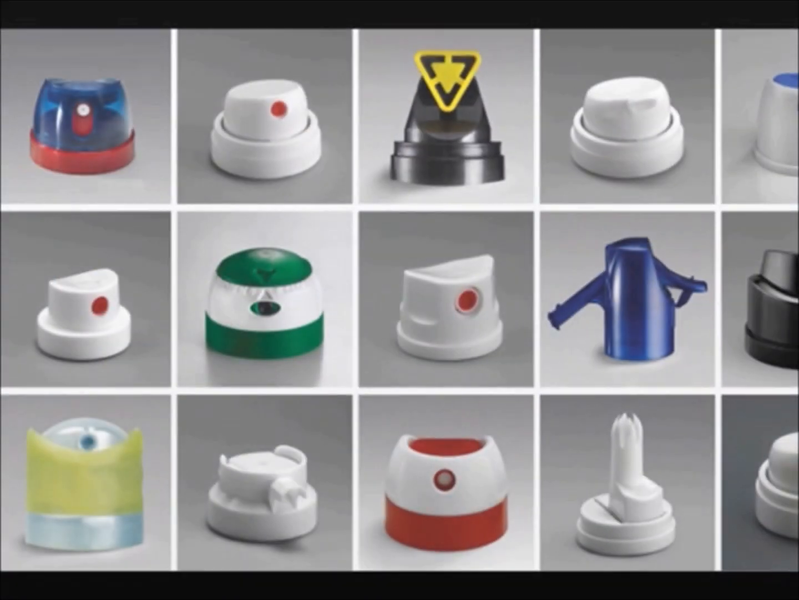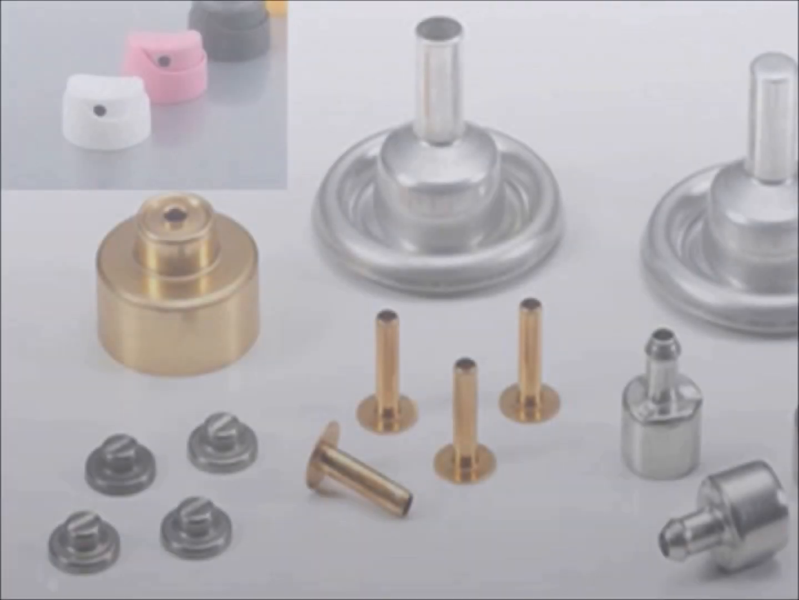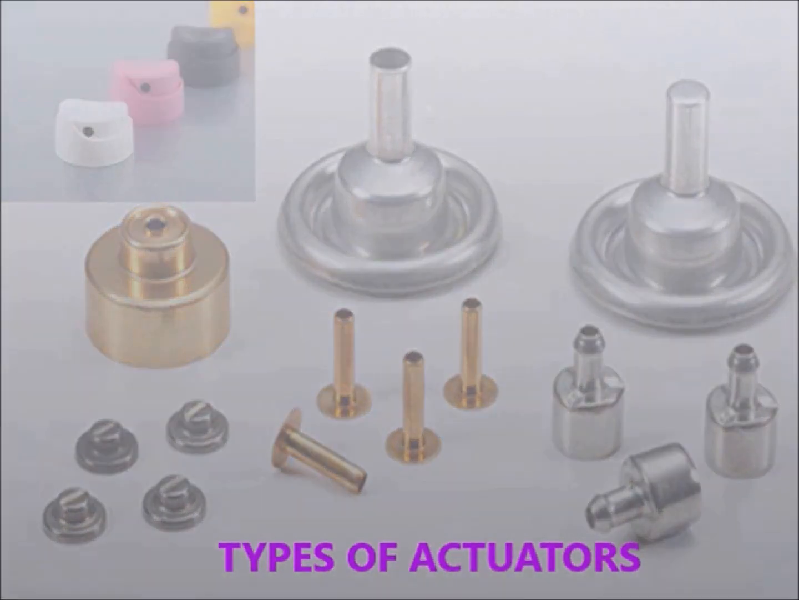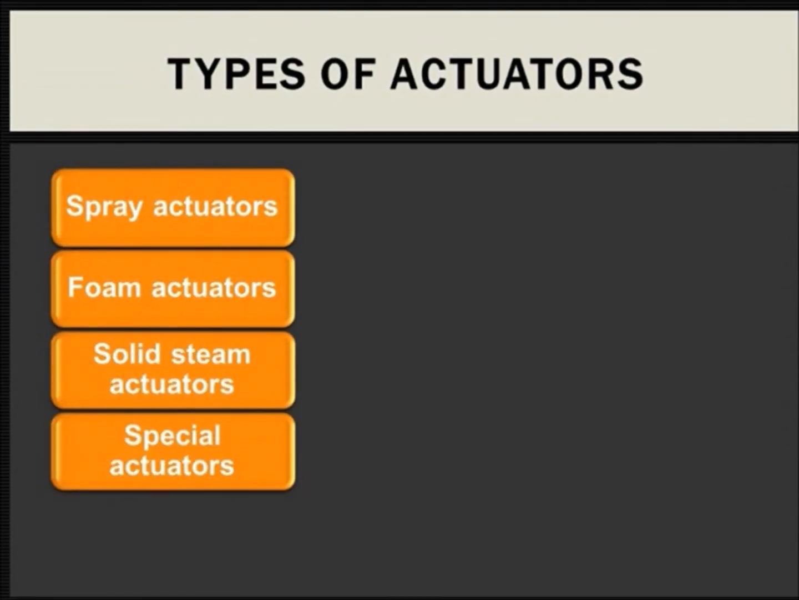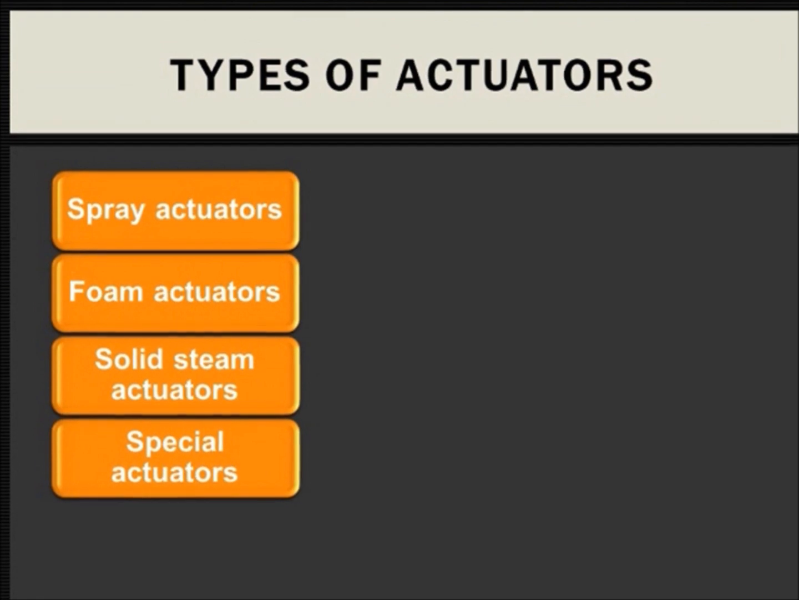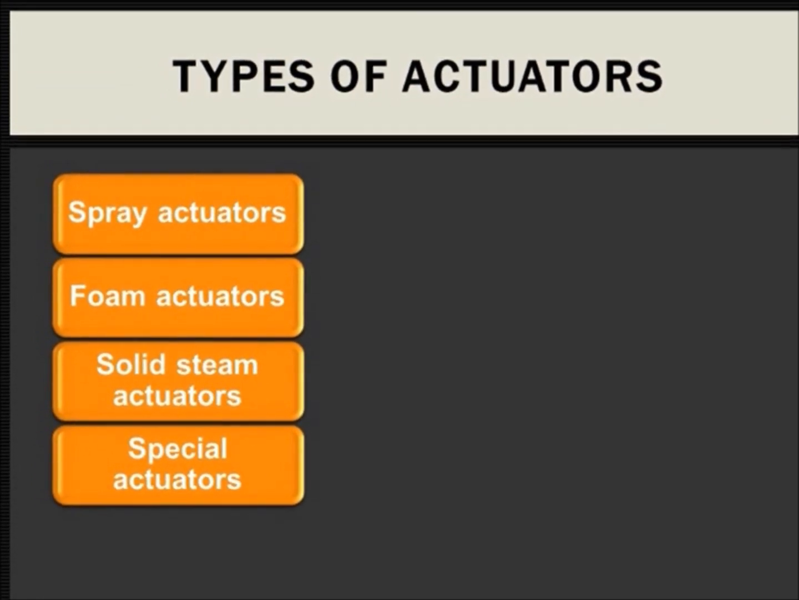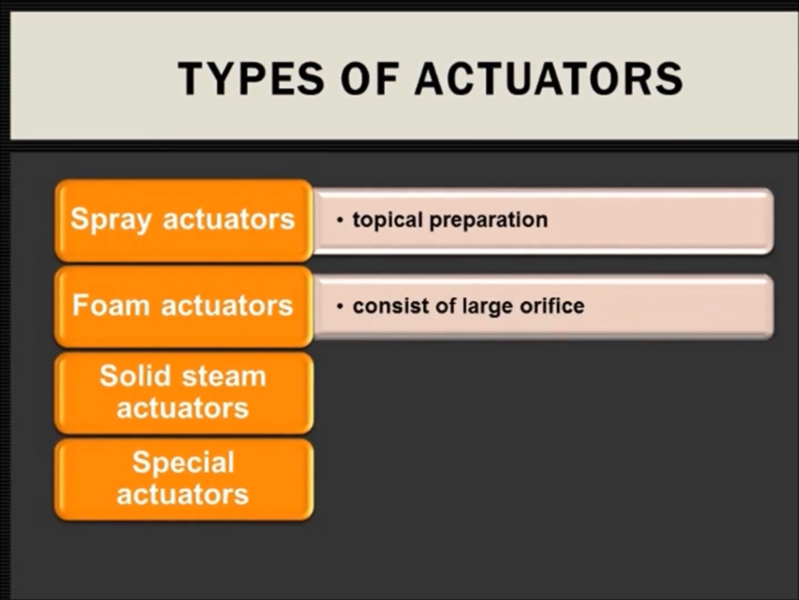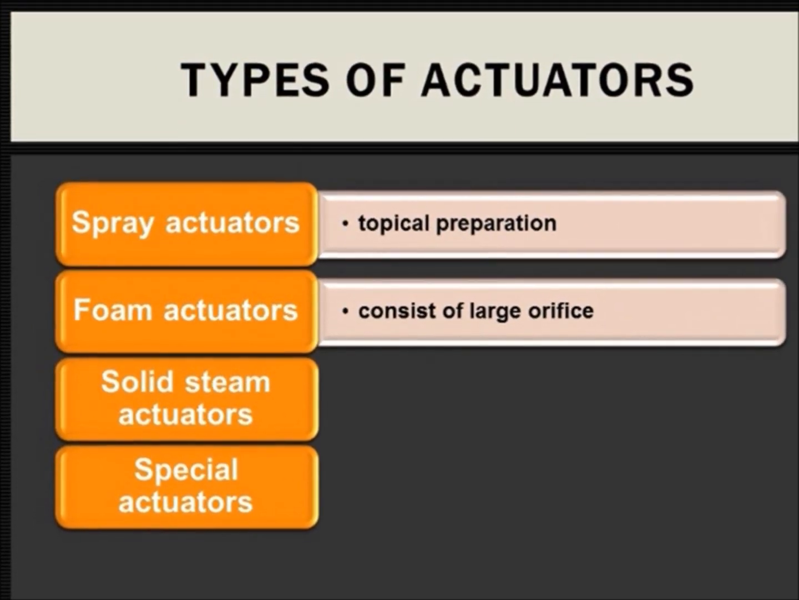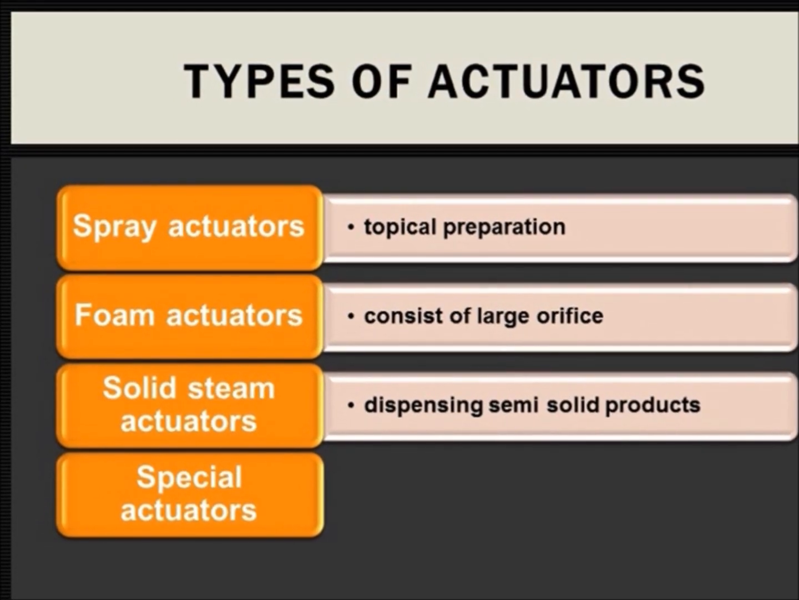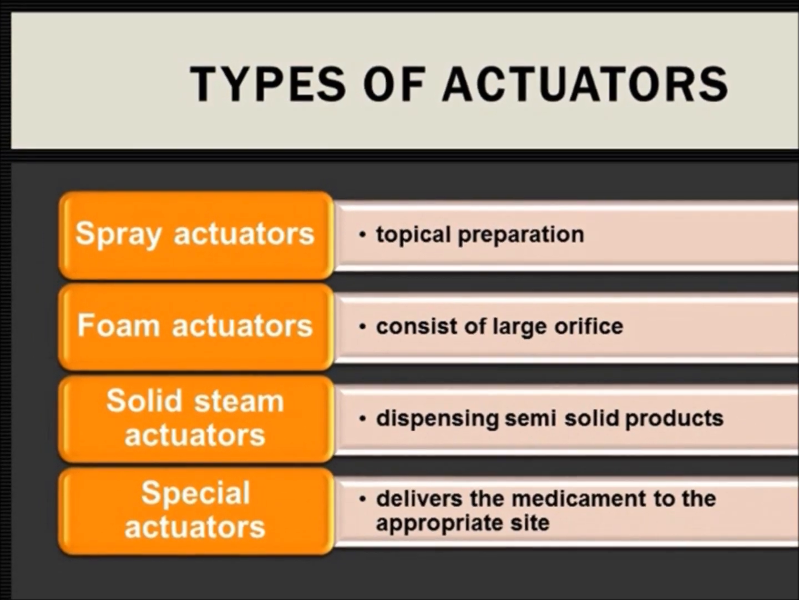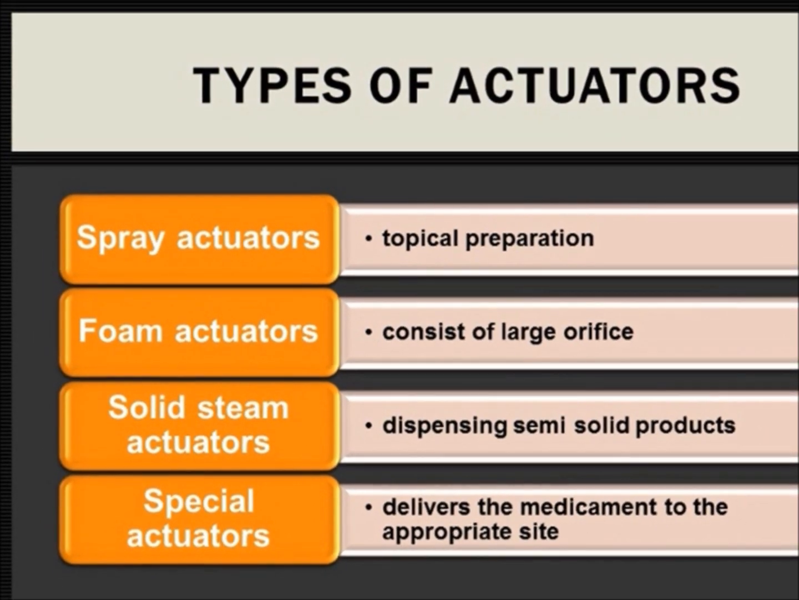Now let us discuss actuators. Actuators are specially designed buttons that aid in delivering the drug in the desired form, that is spray, foam and solid stream form. The various types of actuators are spray actuators, foam actuators, solid stream actuators and special actuators. Spray actuators are used for topical preparations. Foam actuators contain a large orifice. Solid stream actuators are required for dispensing semi-solid products such as ointments. Special actuators deliver the medicament to the particular site of action.